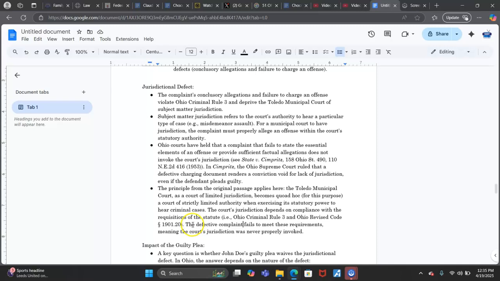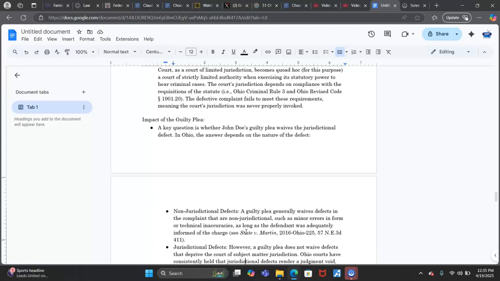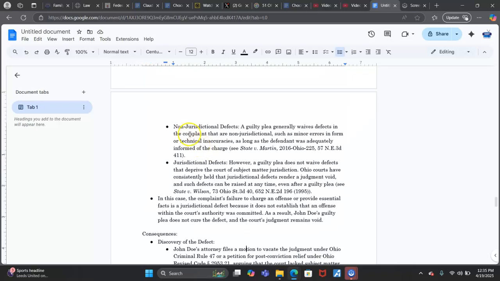The defective complaint fails to meet these requirements, meaning the court's jurisdiction was never properly invoked, and it's just smoke and mirrors. Non-jurisdictional defect. So in order for you to vacate the judgment, it has to be a jurisdictional defect, not a non-jurisdictional defect. A guilty plea generally waives defects in the complaint that are non-jurisdictional, such as minor errors in form or technical inaccuracies, as long as the defendant was adequately informed of the charge. Jurisdictional defects. However, a guilty plea does not waive defects that deprive the court of subject matter jurisdiction.